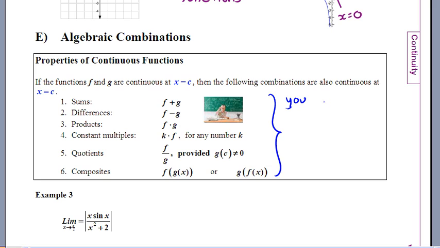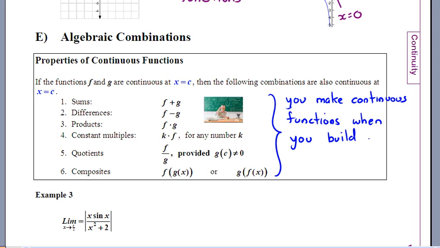So maybe I'll put this in nice simple words here and say, you make continuous functions when you build them from continuous functions. I'll say when you build using continuous functions.